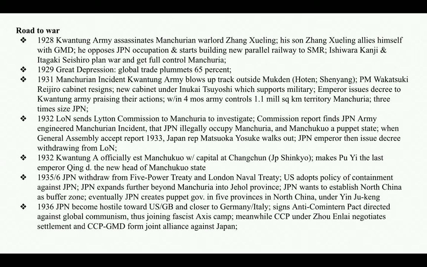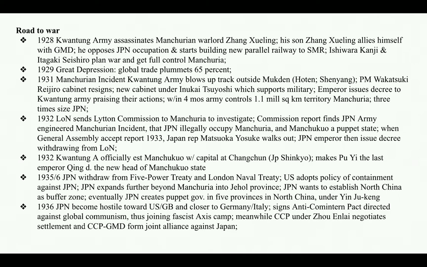The U.S. then adopted a policy of containment against Japan, but Japan was continuing to expand beyond Manchuria into Jeolla Province, and it wanted to establish North China as a buffer zone for Manchuria. Manchuria's official excuse for being there was as a buffer zone for Korea. Now they need a buffer zone for Manchuria. So this is how the logic of expansionism works in foreign policy.